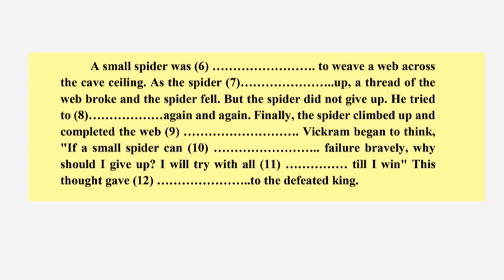A small spider was Dash to wave a web across the cave ceiling. As the spider dashed up, a thread of the web broke and the spider fell. But the spider did not give up. He tried to dash again and again. Finally, the spider climbed up and completed the web dash. Vikram began to think. If a small spider can dash failure bravely, why should I give up? I will try with all Dash till I win. This thought gave Dash to the defeated king.